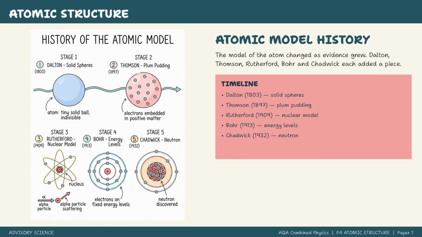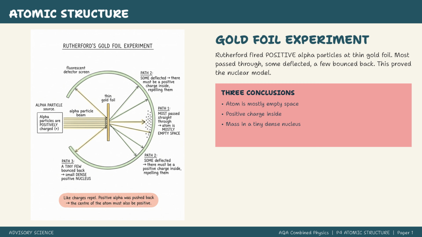This model was completely destroyed by Ernest Rutherford during the alpha scattering experiment. Rutherford fired positively charged alpha particles at a really thin sheet of gold foil. He expected them to pass straight through. Instead, 3 things happened, and each gave us a massive clue. First, most particles went straight through, proving the atom is mostly empty space.